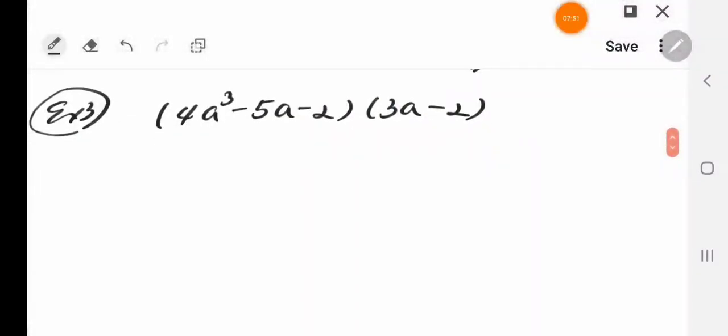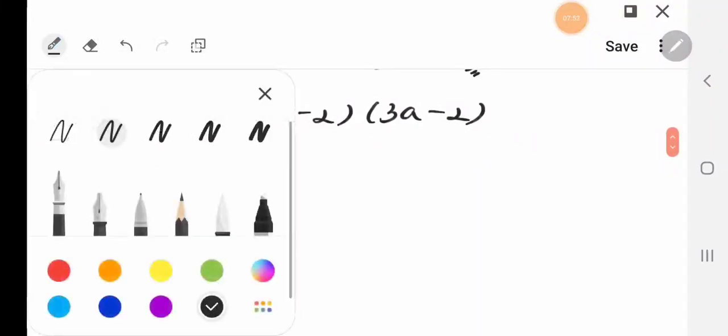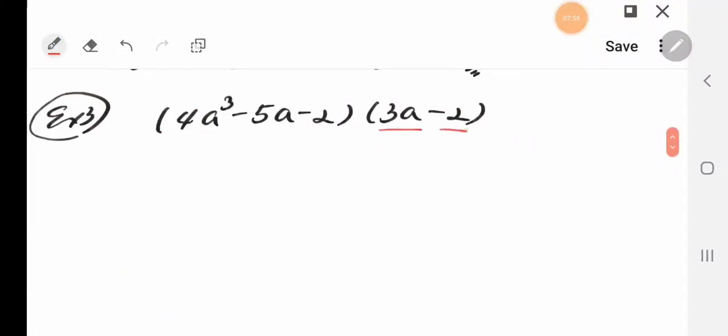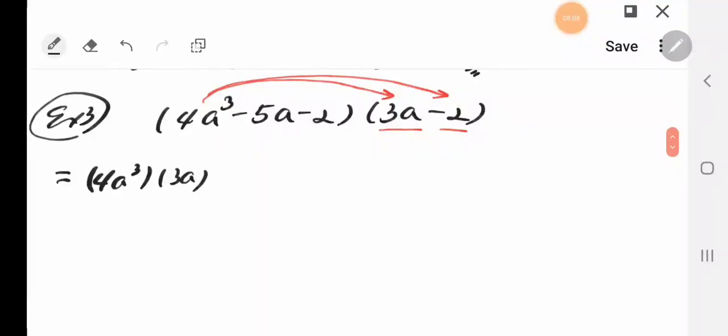For this example 3, we'll do the same thing. So let's multiply 3a minus 2 by 4a cubed. Let me write it here first. So this will be 4a cubed multiplied by 3a minus 4a cubed multiplied by 2. We already took this negative out, so just multiply by 2. And then also multiply 3a and negative 2 by negative 5a.